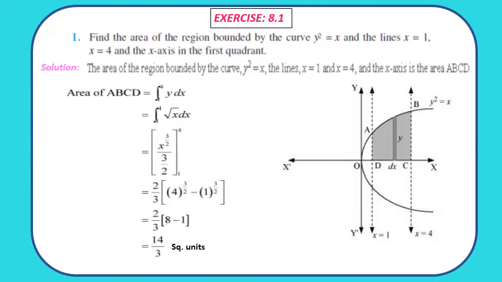So the area ABCD will be equal to what? Integral 1 to 4. Why 1 to 4? Because the limits are from x equals 1 to x equals 4, y dx. We learned this formula. Now y is equal to what? Under root x, because y square equals x. So this is integral 1 to 4 under root x dx. So integrate this, you will get x power 3 by 2 upon 3 by 2 from 1 to 4. So on applying limits, we will get 2 upon 3 into (8 minus 1), which is equal to 14 upon 3 square units. Clear? So pause and note down the solution.